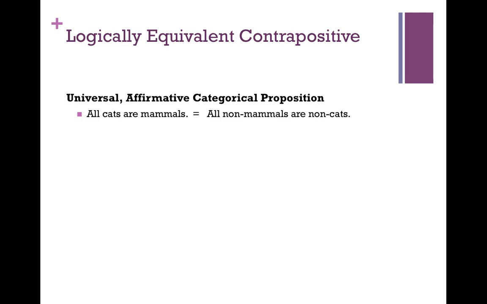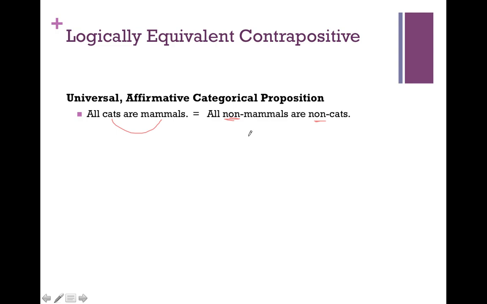So I want to first, again, give you some examples. Now, when we find the contrapositive of any kind of categorical proposition, what we do is we swap the subject and the predicate terms, and then we find their complements. We could do it in order. You could say non-cat, non-mammals, and then switch them, but that's what you do. You swap the subject and predicate terms and also find their complements. So all cats are mammals is logically equivalent to all non-mammals are non-cats.